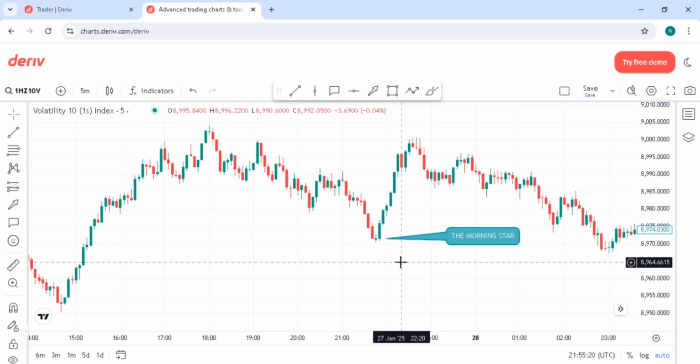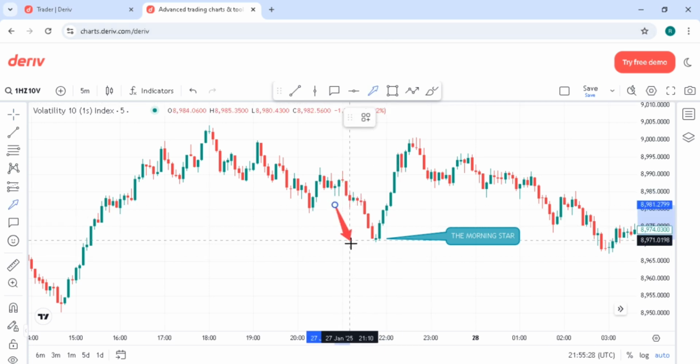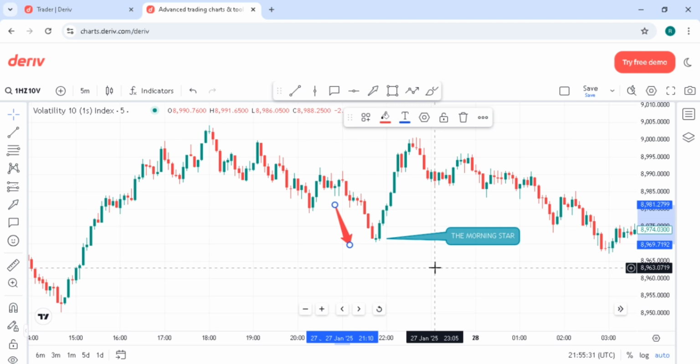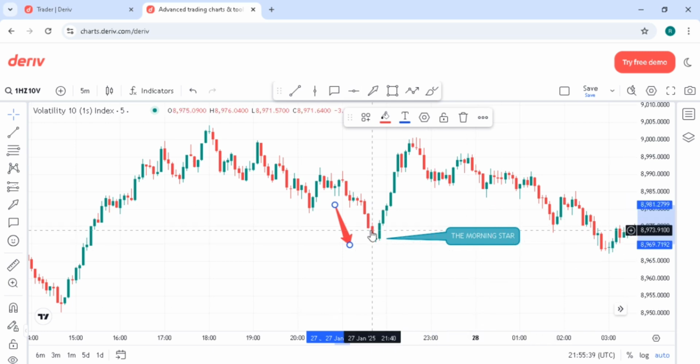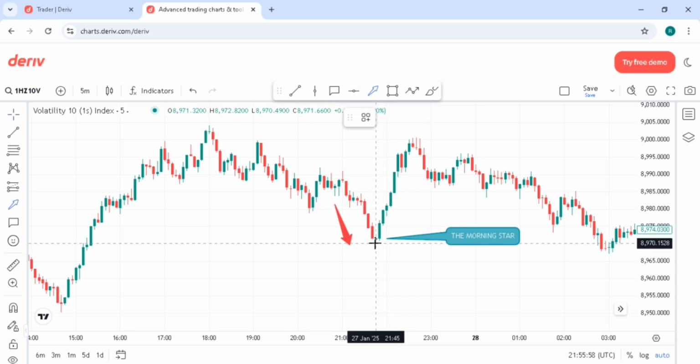So beginning with how it is formed, the morning star is formed after a downtrend. There has to be a downtrend. Listen carefully. There has to be a downtrend, a clear downtrend. After a downtrend, a red candlestick is formed, followed by a small candlestick, in other words, a candlestick with a small body. Now this candlestick, let me mark it for you. I'm talking about this candlestick here.